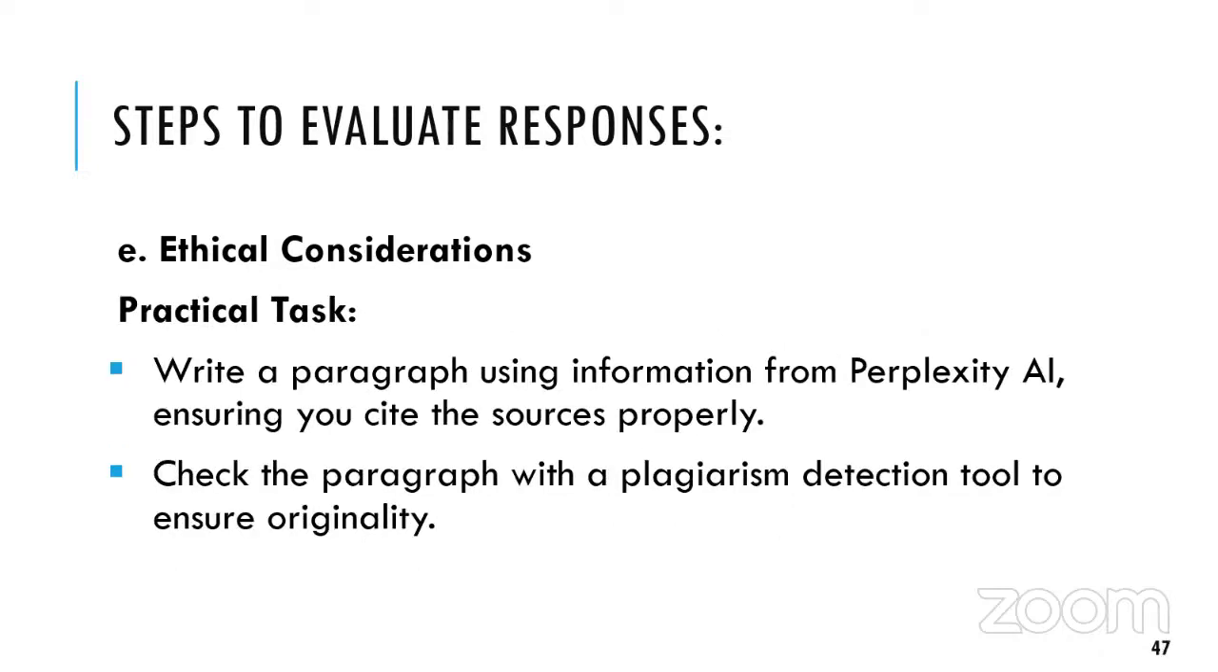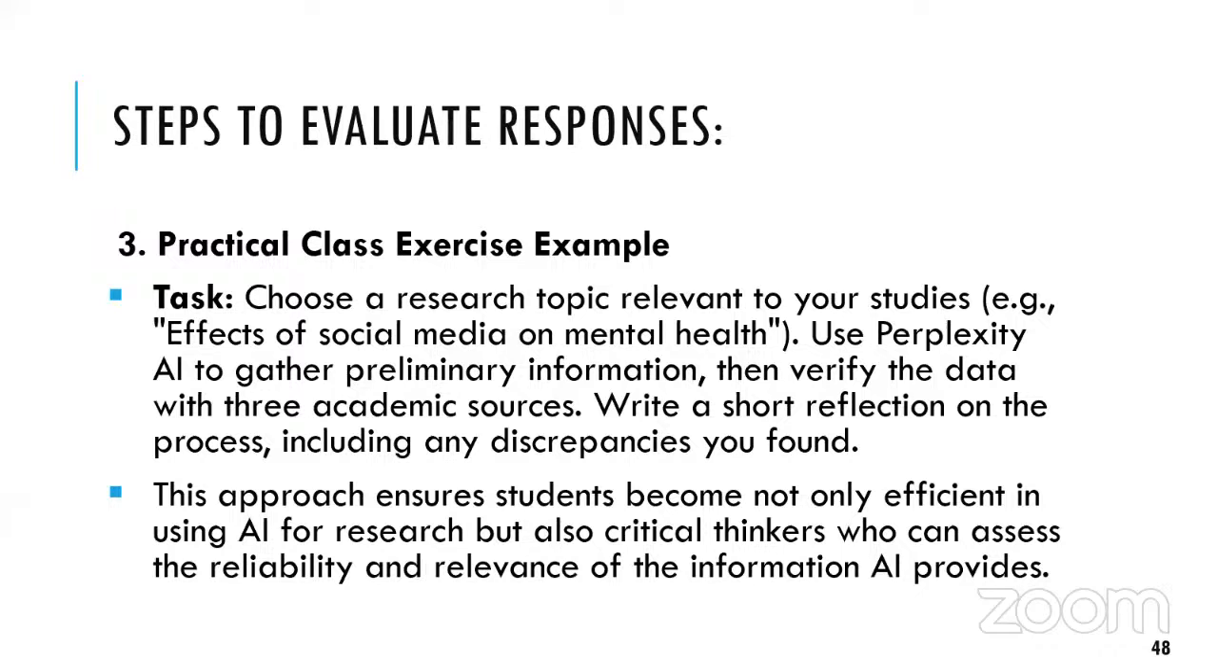And for your task, write a paragraph using information from Perplexity AI and ensure that you cite the sources properly. Check the paragraph with a plagiarism detection tool to ensure originality. This is how to use some of these sources. I want you to look at this particular exercise. This task is something I want you to do.